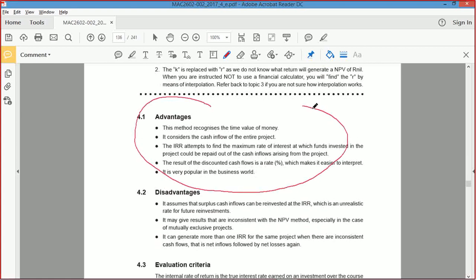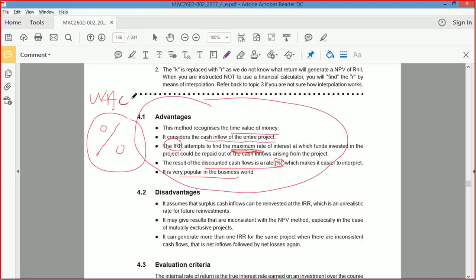Okay, they talk about advantages. Obviously, if I look at IRR, the same things apply. Time value of money is taken into consideration, and the cash flows of the entire project are taken into consideration. IRR looks at the maximum rate. It's a discounted rate, a percentage. It's very popular in the business world. Why? Because it's a percentage. Percentages are always talked about in decision making: 10%, 5%, 20%. It's a nice way of making decisions, because you've actually got rates and you can compare that to WACC. Remember, WACC is also a rate, given as a percentage cost. Do you agree? Yes, sir.